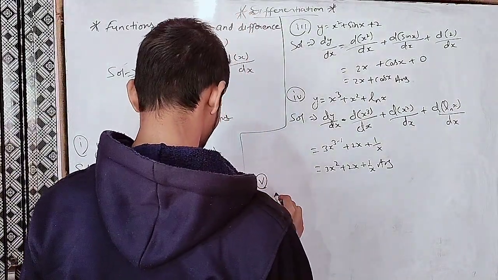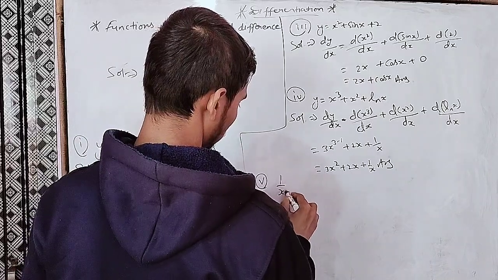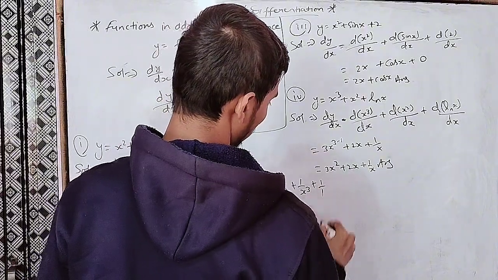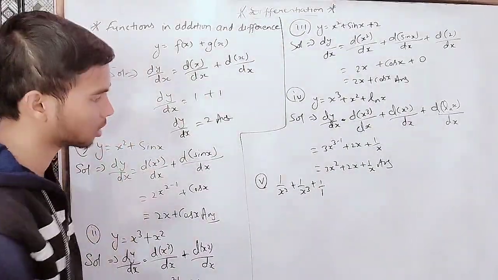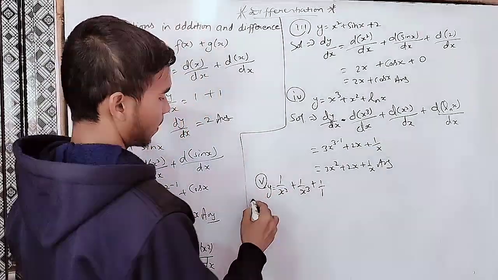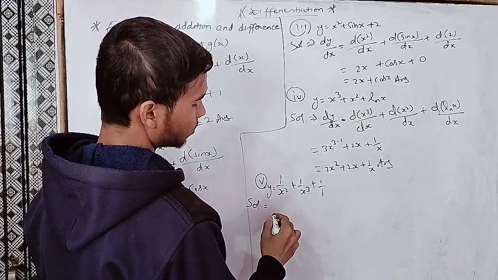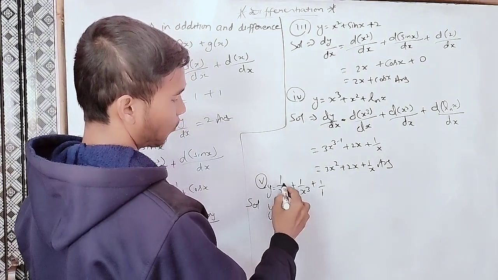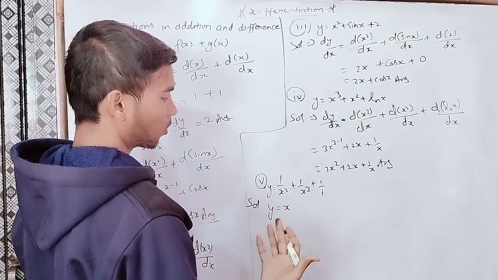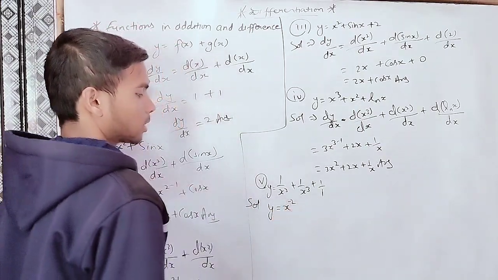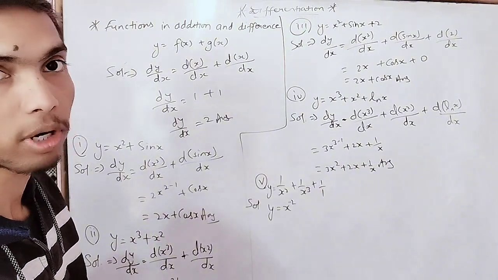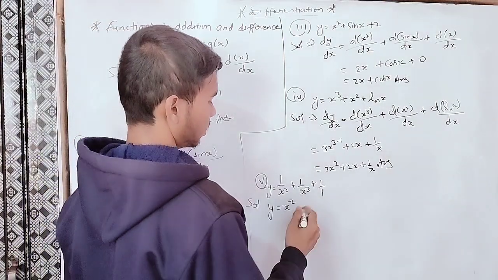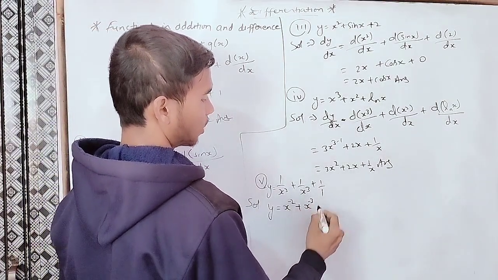This question is unique, maybe for you: 1 upon x square plus 1 upon x cube plus 1. How would you like to solve it? y equals, okay? How can we write it? We have 1 upon x square. To remove a ratio, we can write the exponent in negative, because we are removing the division. Similarly here, the exponent will be written in negative.